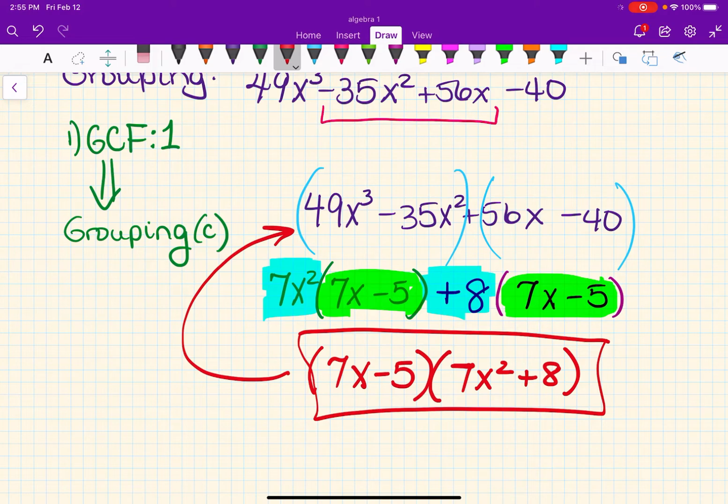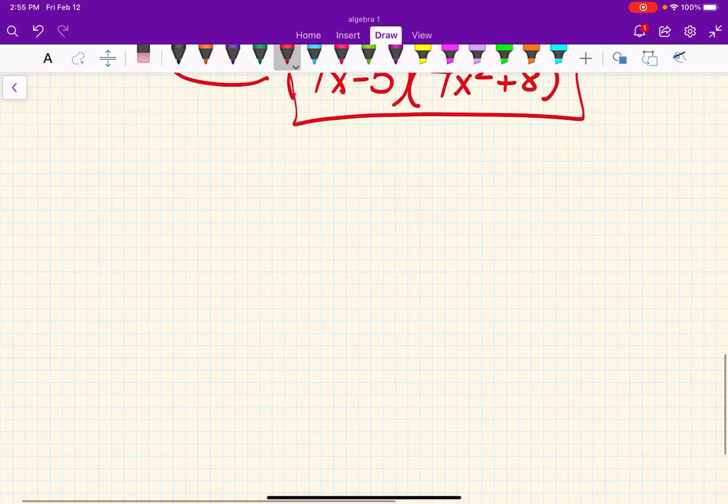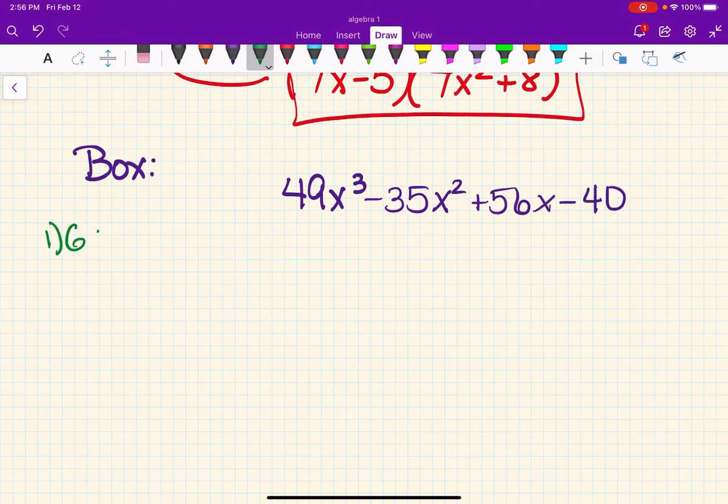Okay, now let's do the same problem, but let's do it with the box method. Okay, so the box method again, 49x to the third, I'm using the same problem, so you can kind of compare exactly what's going on and decide which one makes the most sense for you, okay? Again, the box method starts with GCF, and the second thing is to identify A, B, and C. I don't have an A, B, and C. So I'm going to skip down to the box method, and I'm just going to fill in my boxes.